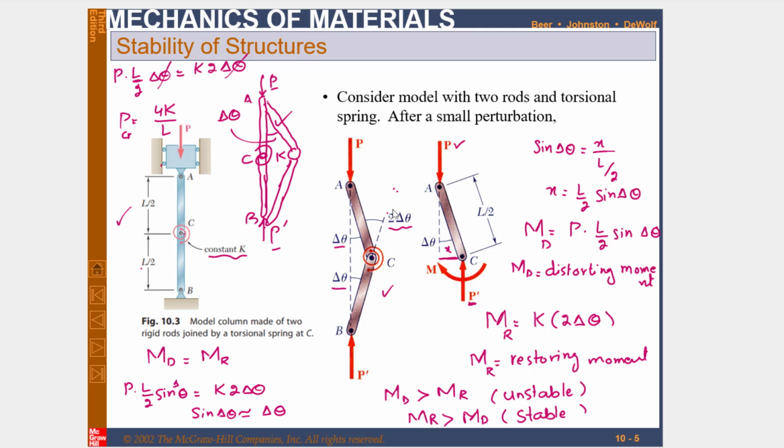At this load, the system will start buckling. So the applied load, the load that is applied to the system, should be less than P critical.